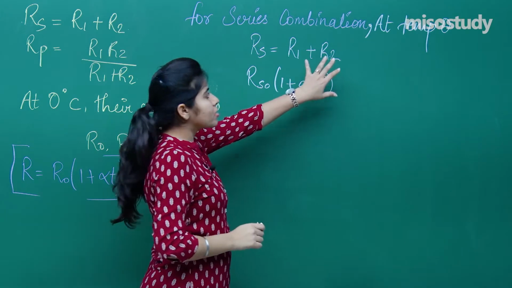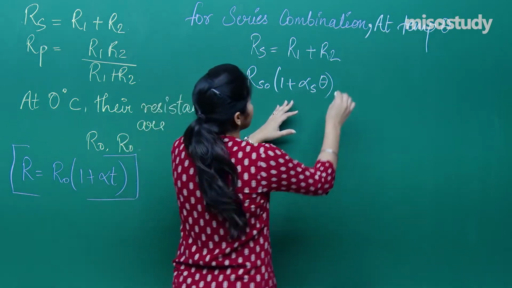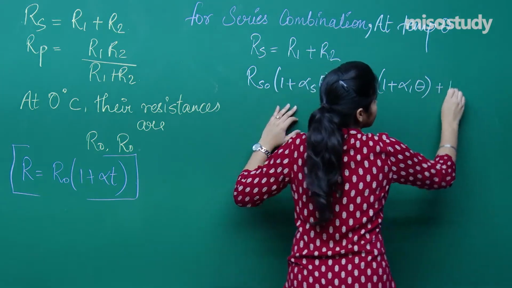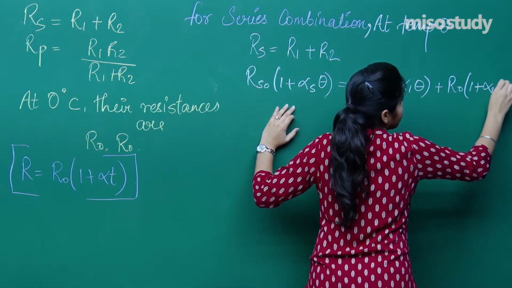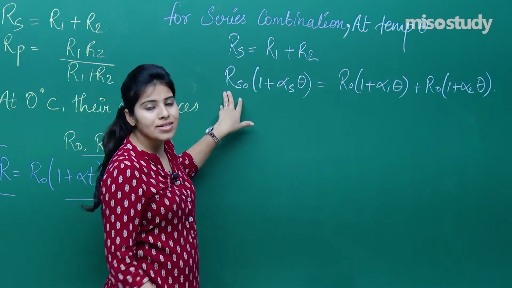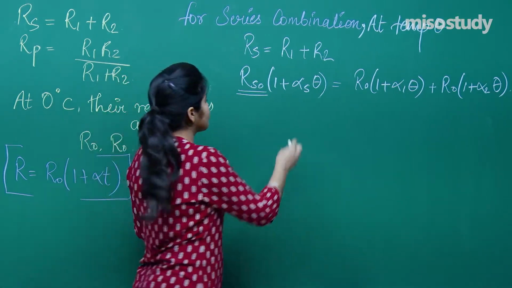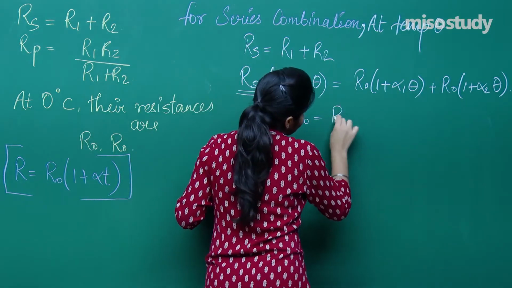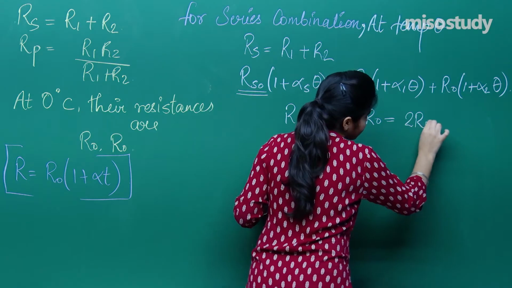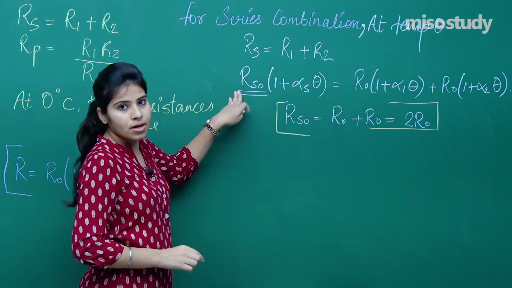Right? So, at particular temperature theta, I'll be having RS0 (1 + alpha S * theta) equals R0 (1 + alpha 1 * theta) plus R0 (1 + alpha 2 * theta). Now, from here, we know that if we are talking about the series combination, and we are talking about the initial resistances, in that case, RS0 will be equal to R0 plus R0, that is equal to 2R0. So, we are going to put this value into this particular equation.